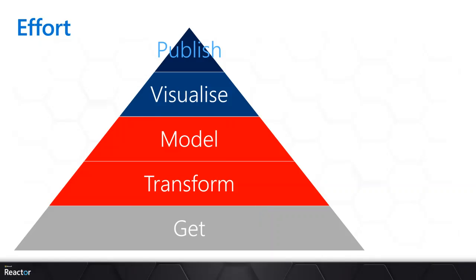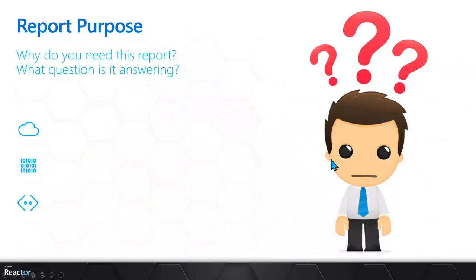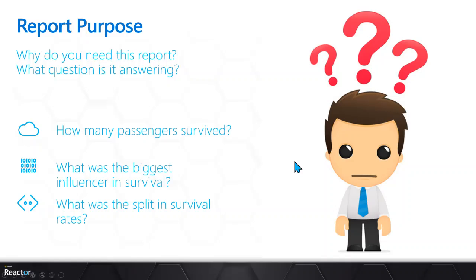So we've worked out some of our priorities there, and before we even start our report, kind of at the get data stage, you've got the why. Why are we doing this? Why are we bothering with a report at all? Why do you need this report? What questions are you answering? These are really important questions to ask. So in this example, we're going to go with 3 questions.